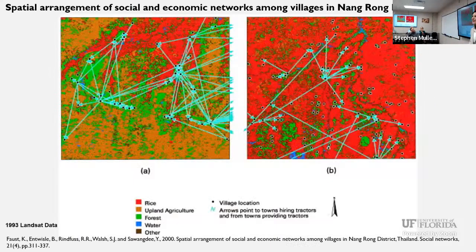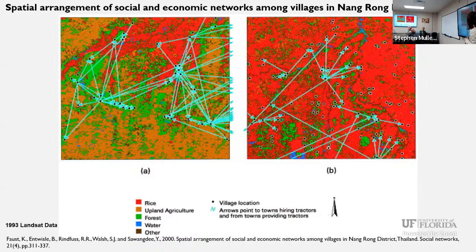This is one of my favorite spatial social network papers ever. You know that paper where you find it and you just jump out of your seat and you're like, this is wonderful. So this is by Catherine Fouts, who did social network research for many, many years at North Carolina. And this one is called The Spatial Arrangement of Social and Economic Network of Villages in the Nanrong District of Thailand. So they had a very long temporal project in Thailand.